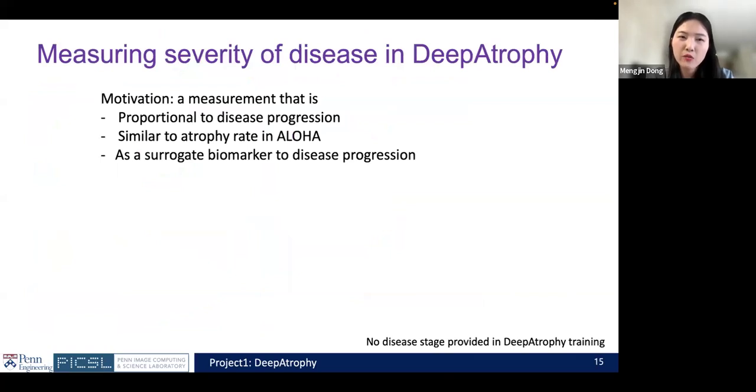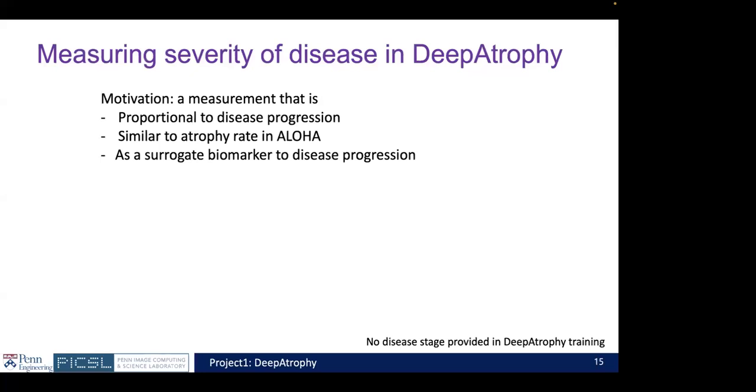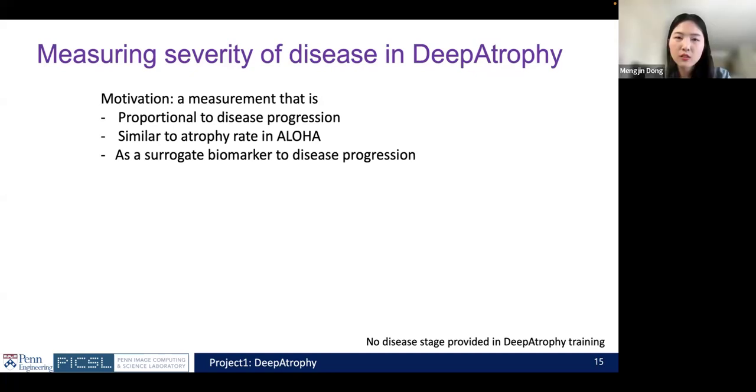After this, we will have some accuracy for both losses, and our ultimate goal is to find a measurement for how severe the disease will be. Our motivation is for the measurement to be proportional to disease progression, similar to atrophy rate in ALOHA measurement, so that it can serve as a surrogate biomarker for disease progression.